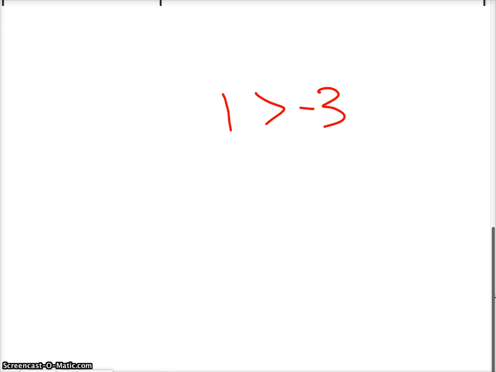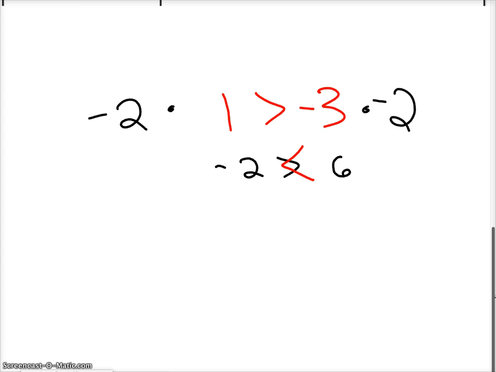Let's go ahead and times by negative 2. So negative 2 times 1? Negative 2. Negative 3 times negative 2? 6. Is negative 2 bigger than 6? No. So in order to turn it into a true statement, you end up flipping the inequality. That's MDNF. If you multiply or divide by a negative, flip it.